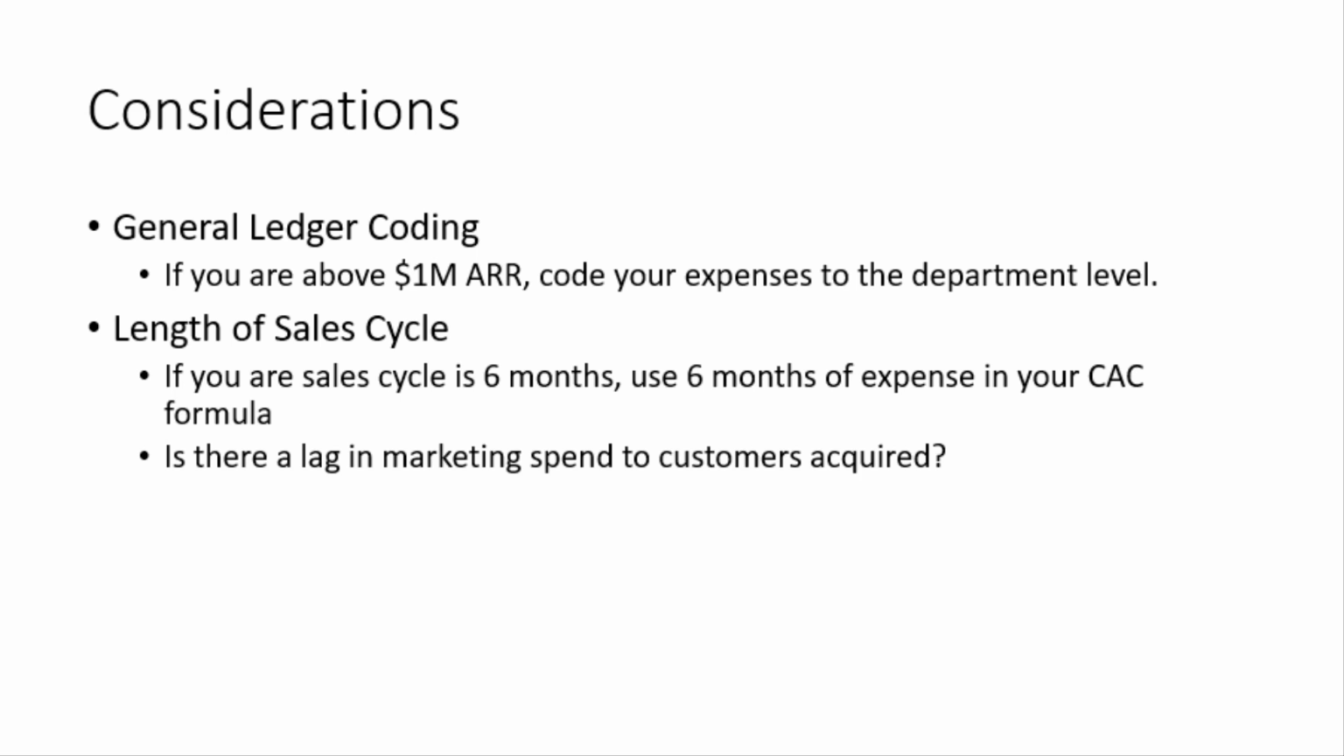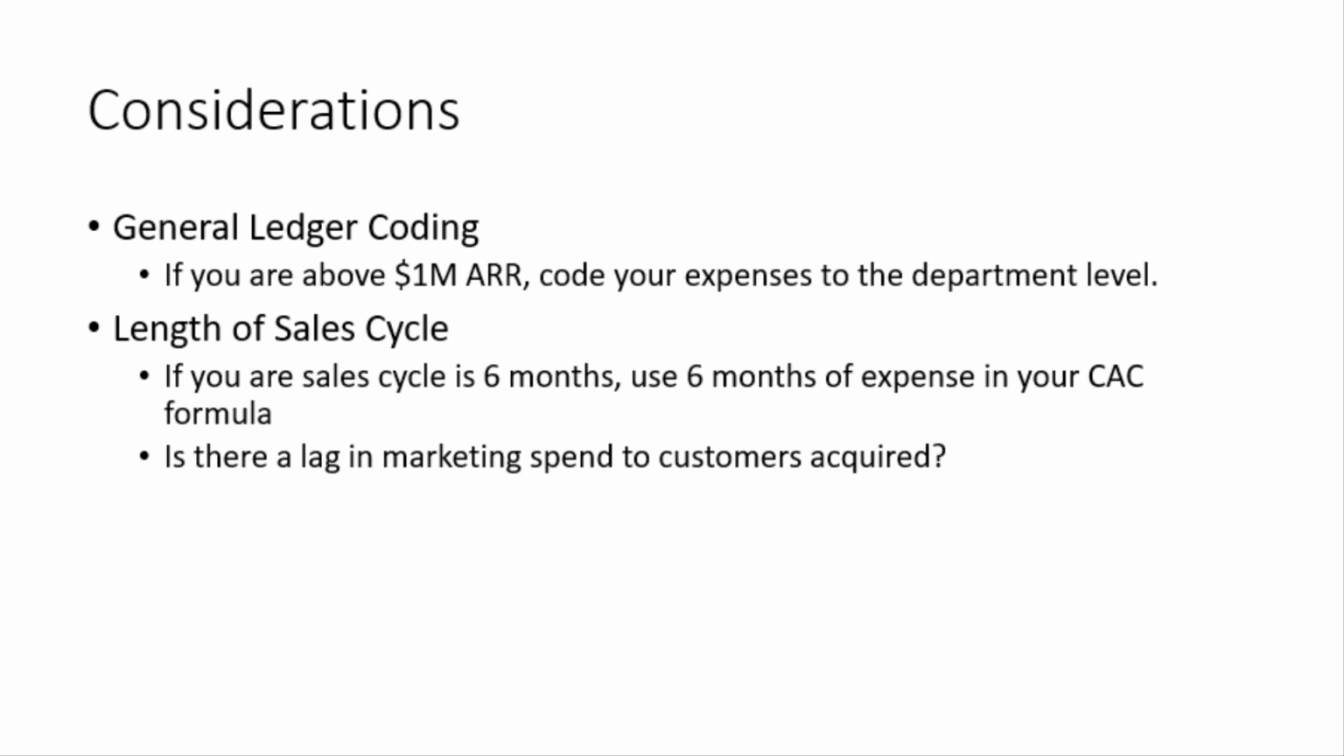Commissions should be coded to sales. Travel should be coded to sales. Same thing for marketing. Marketing automation software coded to marketing, so that you can pull the correct expenses out of your P&L for an accurate picture of sales and marketing expense.